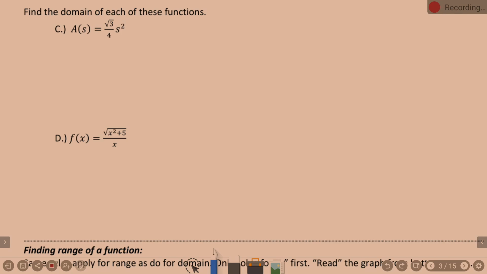Now, just looking at that and realizing this is a parabola, that square root of 3 over 4 is just your vertical compression. That's all that is. Actually, vertical stretch maybe. But it's a parabola.